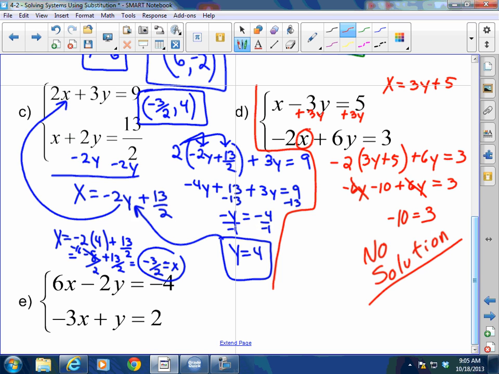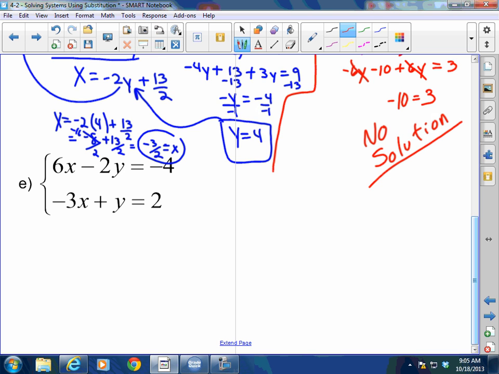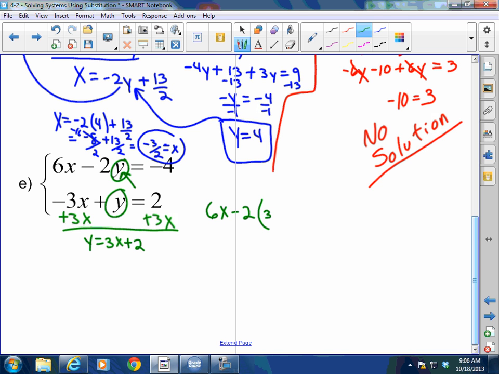All right. Let's continue. Which variable do you think is easiest to solve for here? That's the y in the second one for sure. I'd add 3x to both sides. So I've got y equals 3x plus 2. I'm going to take that y value and plug it into the y of the first equation. So I've got 6x minus 2 times y, which is 3x plus 2, equals negative 4. So I've got 6x minus 4 equals negative 4.